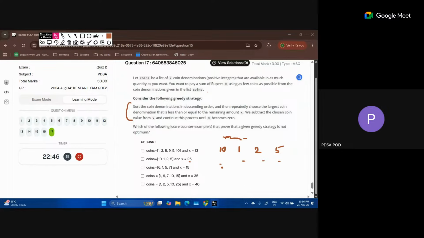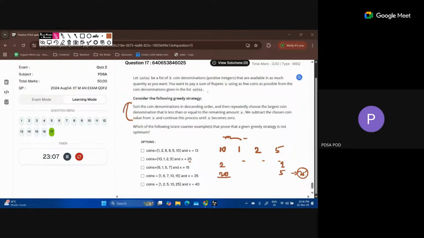You will take 2 10 rupees and 1 5 rupees. Exactly. The 2 10 rupees will give you 20, and 1 5 rupees will give you 5. You get 25 rupees, right? So now this is your optimal answer.